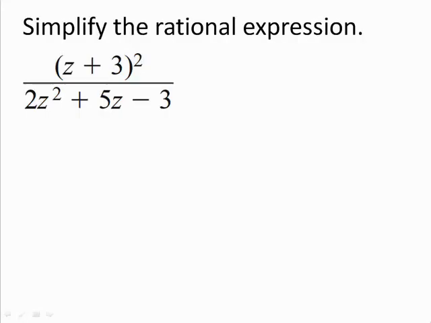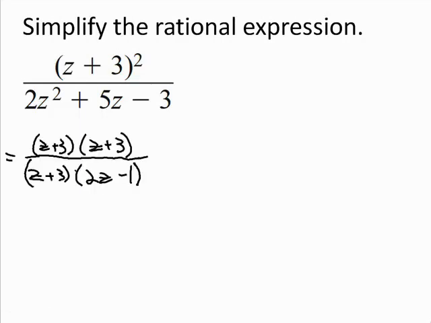Simplify the rational expression: the quantity z plus 3 squared divided by 2z squared plus 5z minus 3. Write the quantity z plus 3 squared as the quantity z plus 3 times the quantity z plus 3, and factor 2z squared plus 5z minus 3 into 2z minus 1 and z plus 3. There is a z plus 3 in both the numerator and denominator, so they cancel out. You are left with z plus 3 divided by 2z minus 1.